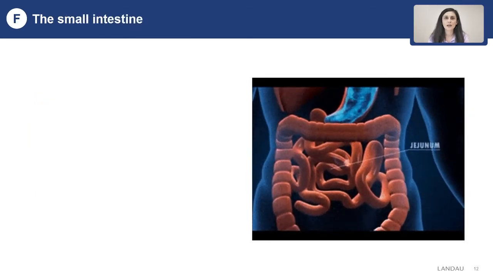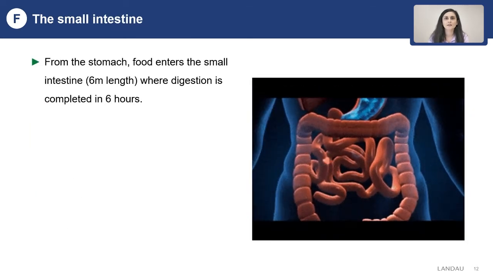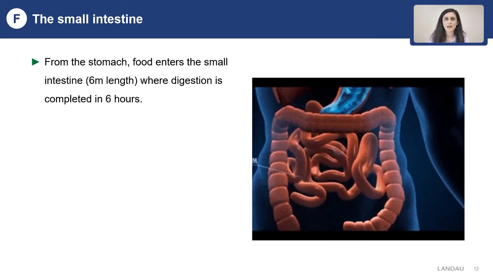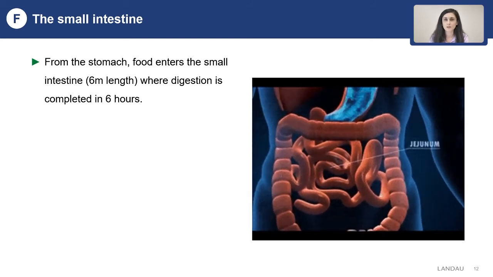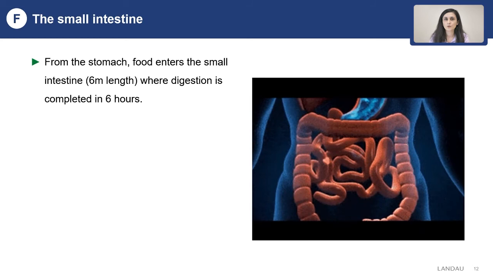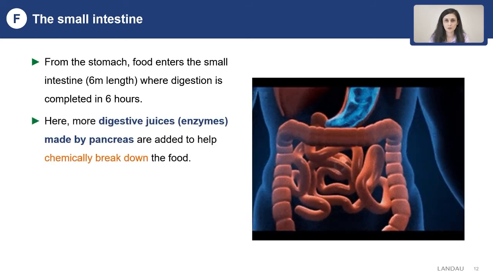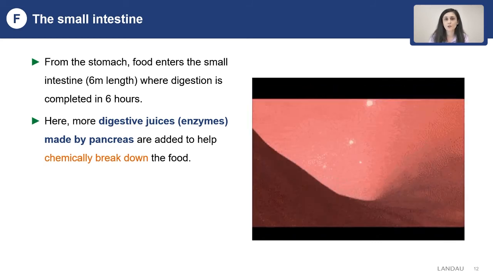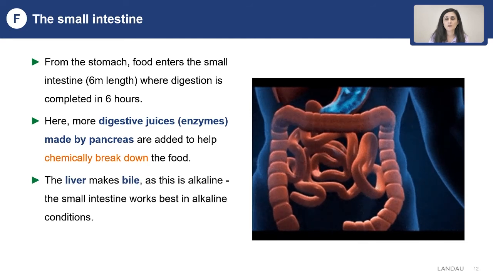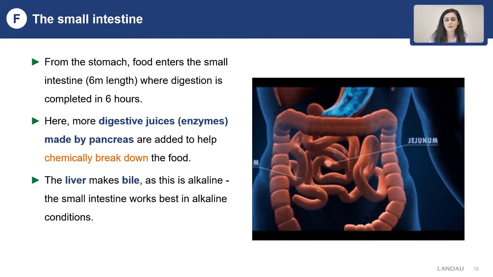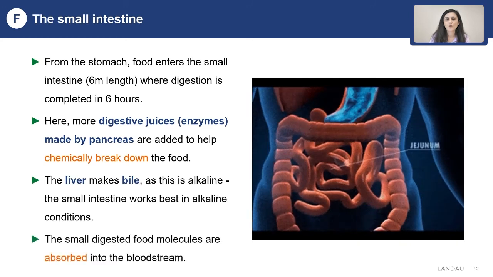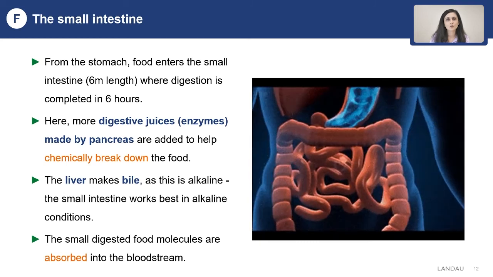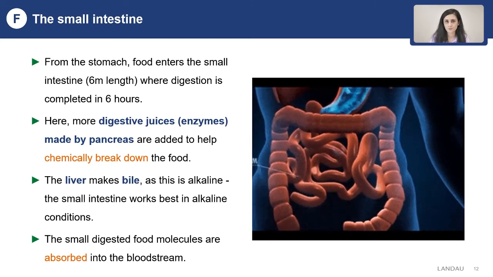From the stomach, food now enters your small intestine, and it is 6 meters long. Its name can sound deceptive, but it's very long. And food is going to stay here for 6 hours, and during this time, food will be completely broken down chemically by the help of digestive enzymes and bile, which is produced by your pancreas. The importance of bile is to create an alkaline environment for enzymes found in the small intestine. Once all food molecules are chemically broken down to smaller pieces, they will later be absorbed into your bloodstream.